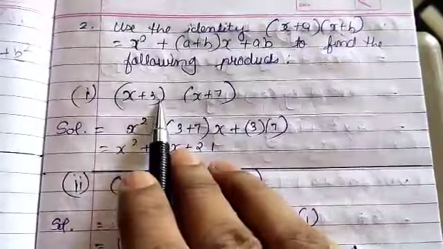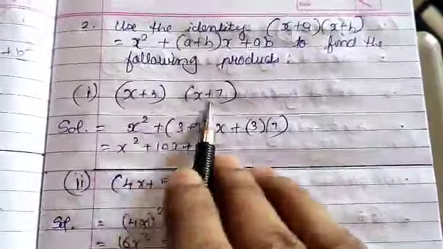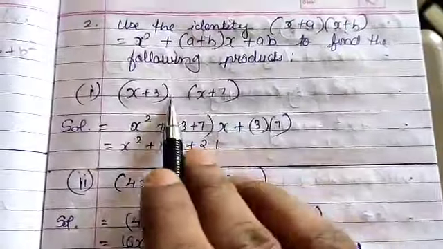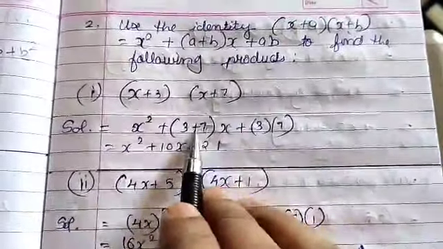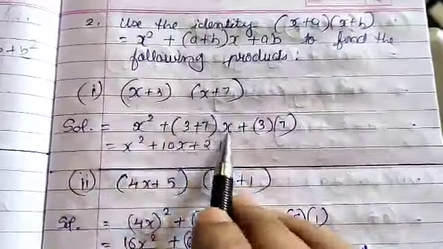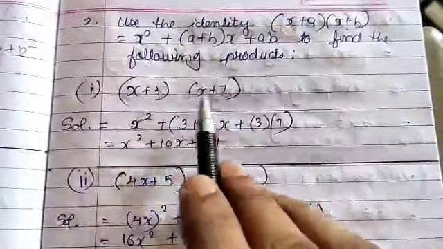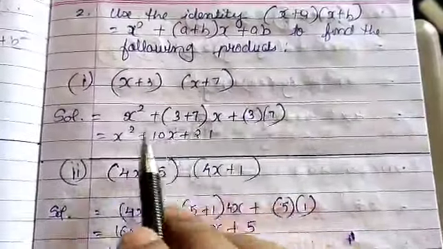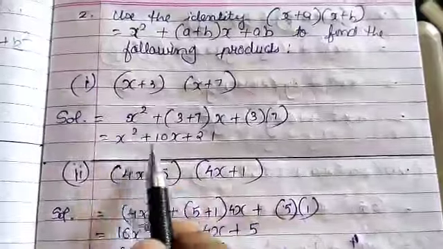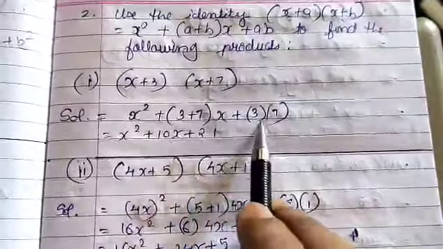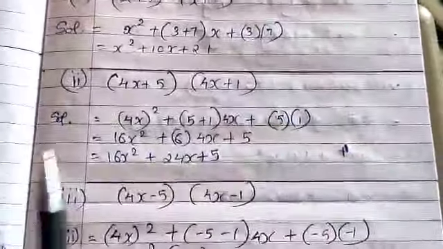That is (x plus 3) into (x plus 7). Now here what is common? x, so make a square of it, x square. What is uncommon? That is 3 and 7, so make a sum of it, that is 3 plus 7, and multiply it with the common value, that is x. Then whatever the uncommon values are there, you have to make a product of them. It is very simple, that is x squared, 3 plus 7 is 10 into x, that is 10x, and 3 7s are 21. Let us see the next one.